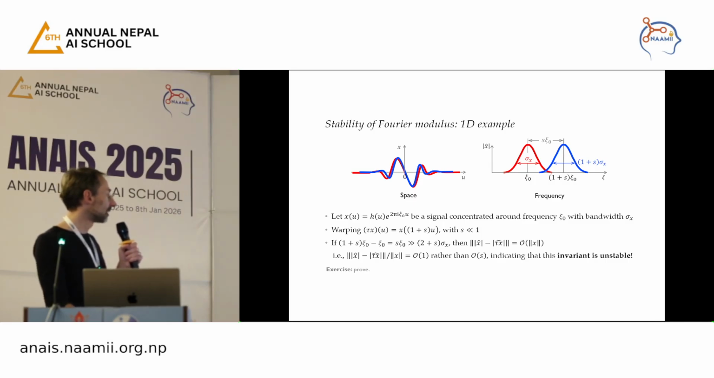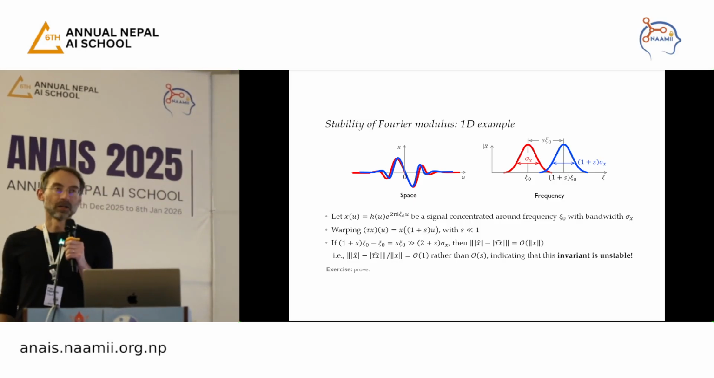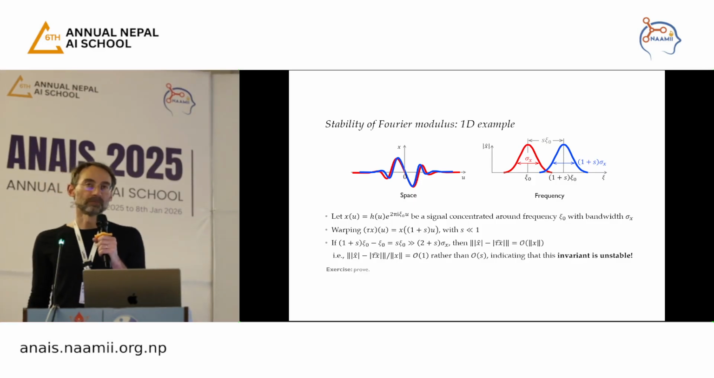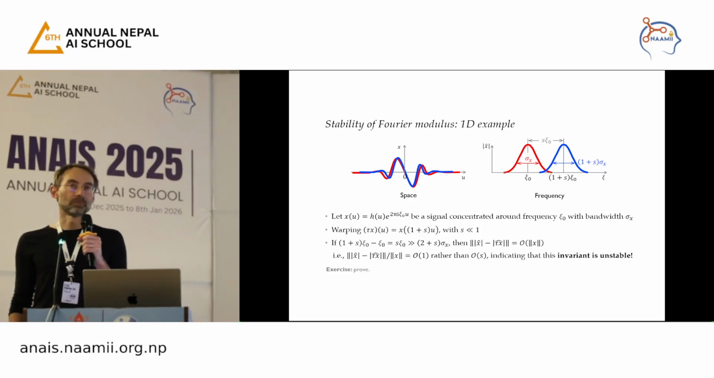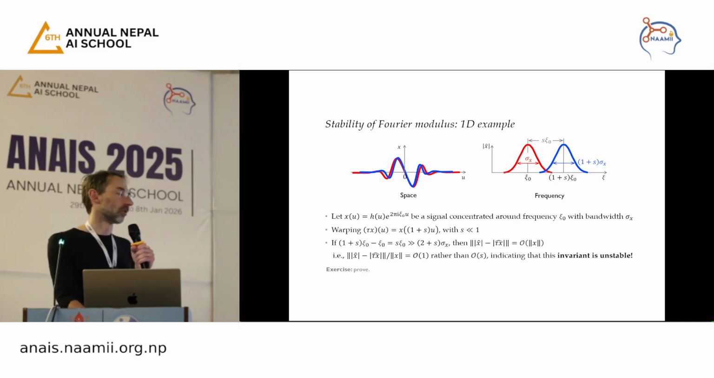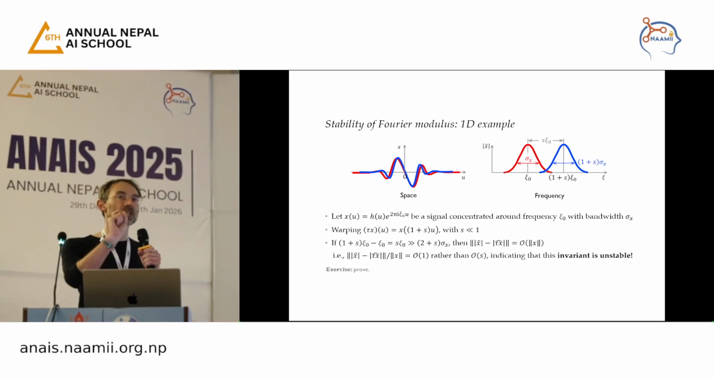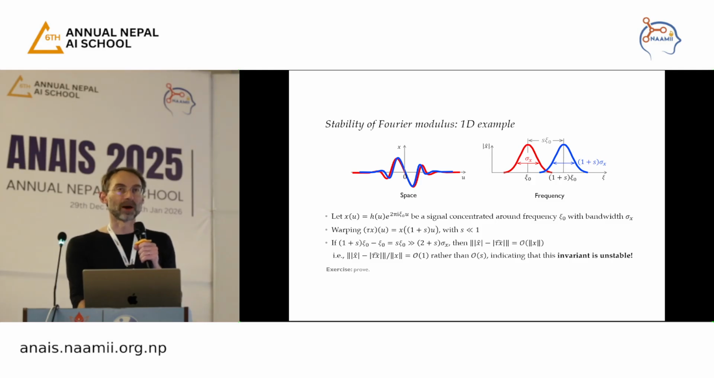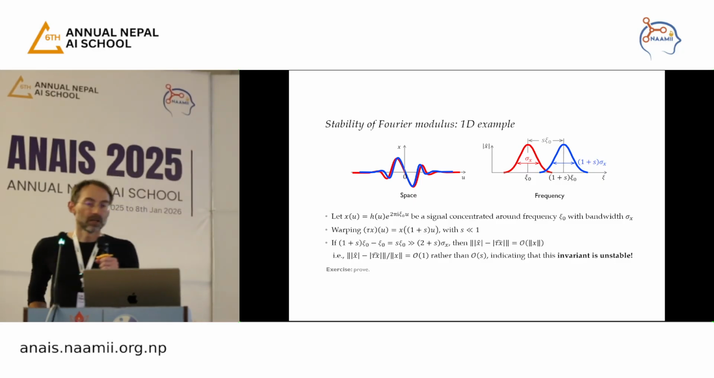So the difference between the modulus of the Fourier transform of the original signal and the warped one can be arbitrarily large. You see, so basically it's not stable anymore. Even though my initial modification of the original signal is very small, the modification of the output is arbitrarily large, so it's of order 1. And this is a problem, and we can see it here.